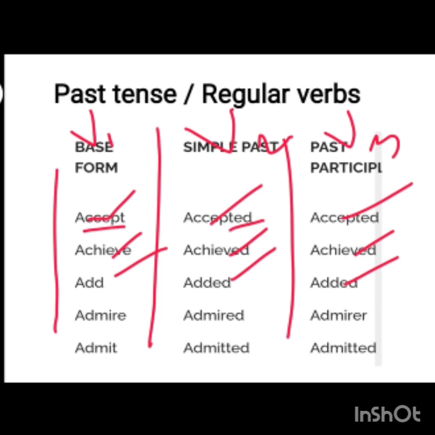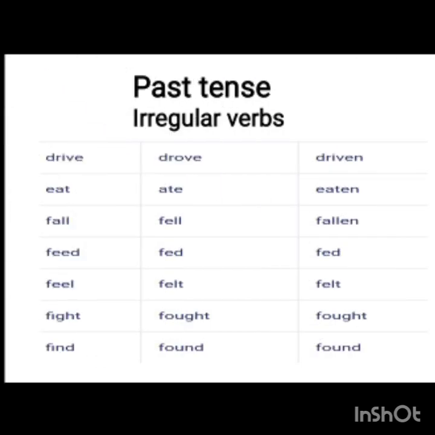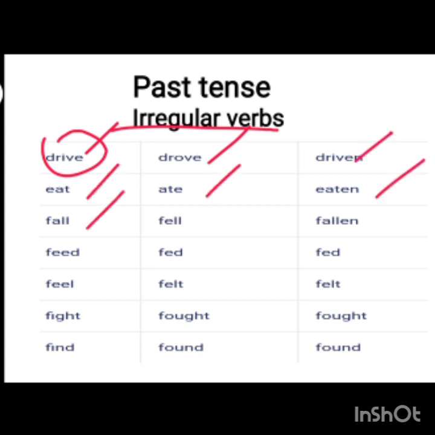So this is called a regular verb. These are the most common verbs. And the next one, irregular verbs. In those we do not add any ed or d. In irregular verbs, the main verb will change totally. For example, drive, drove, driven. Eat, ate, eaten. Fall, fell, fallen. So in irregular verbs, the verb form changes its structure totally.